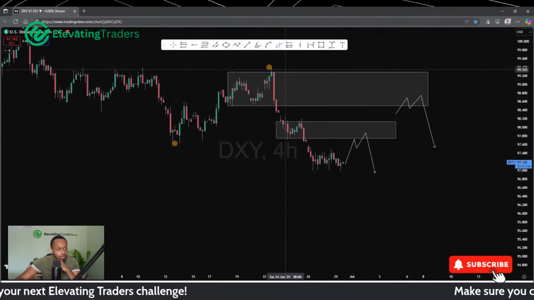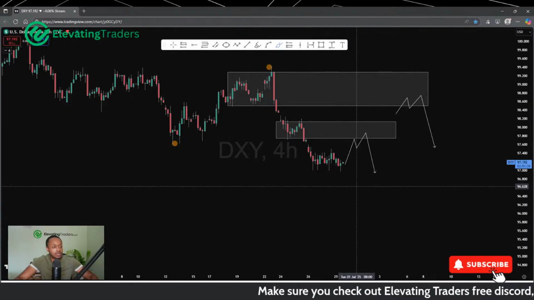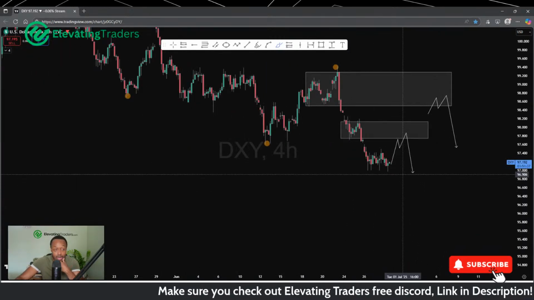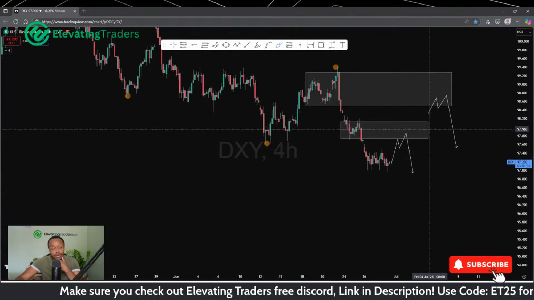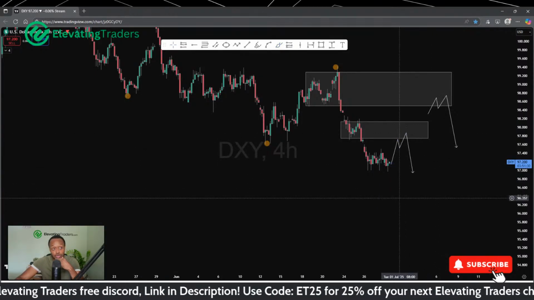At the moment, support looks like it's doing a pretty good job at holding price. We're very, very flat right now, so it's difficult to gauge what price's next move would be. But should it be to one of those two areas, naturally we'll have a bearish bias and naturally be looking for a sell opportunity on the dollar.